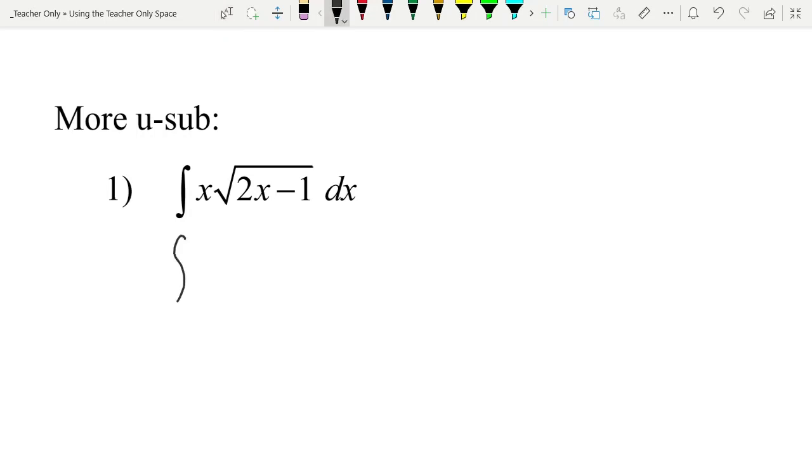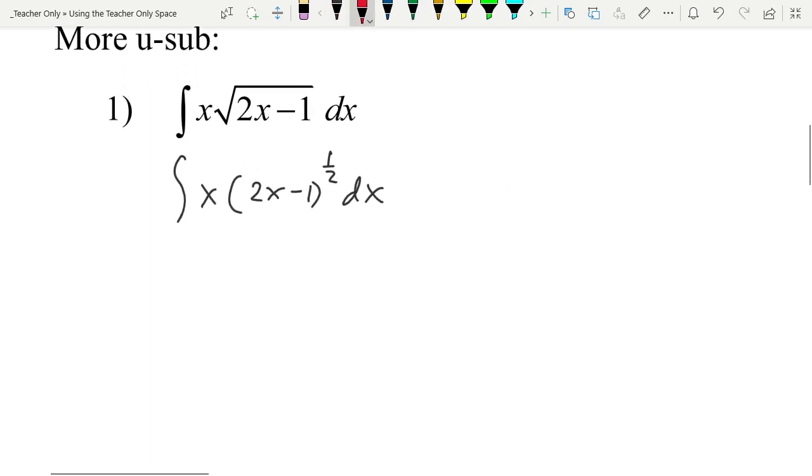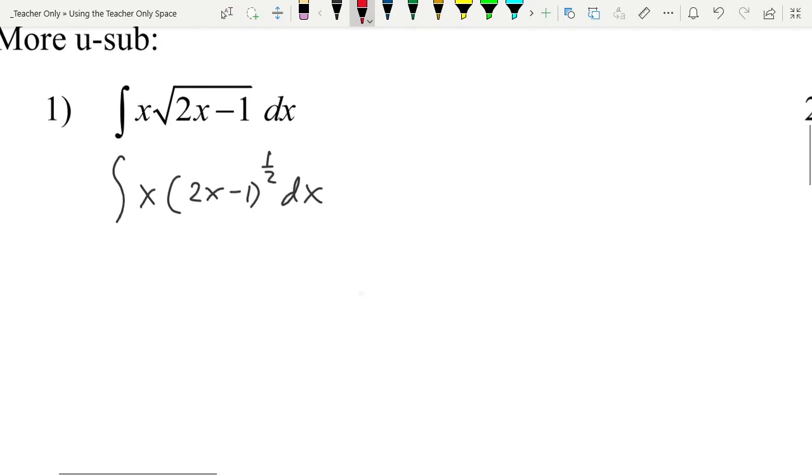Now, what you're going to notice here is we're going to say, okay, let's do a quick rewrite. So the square root is the same thing as power of 1/2. And we're going to say, okay, I would love to distribute, but I can't. That power of 1/2 keeps us from being able to distribute. So maybe what we'll do is we'll choose a U sub. I'll do it over here to the side.